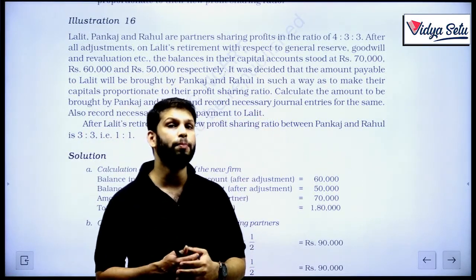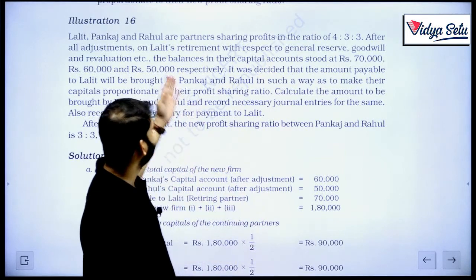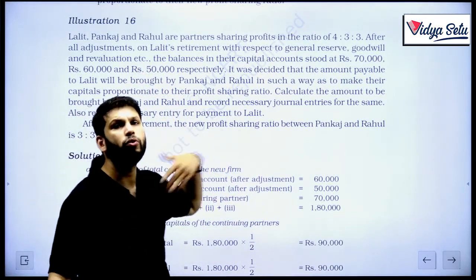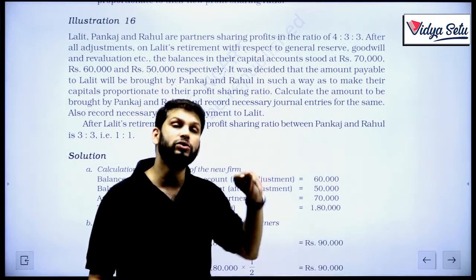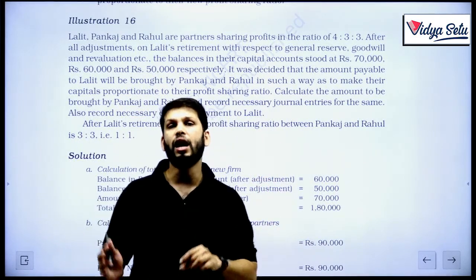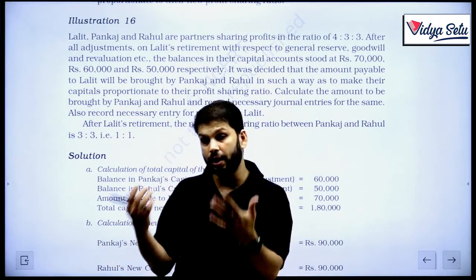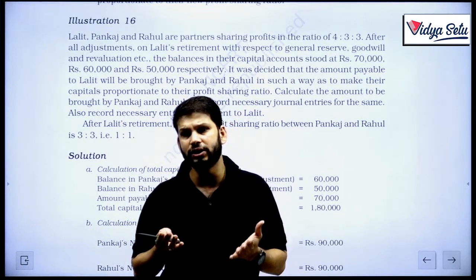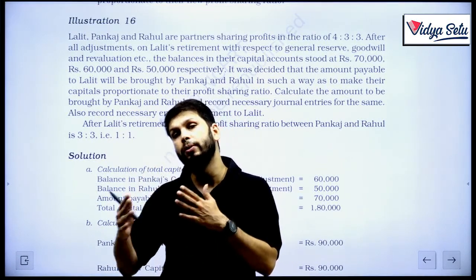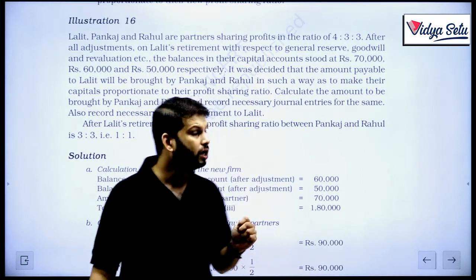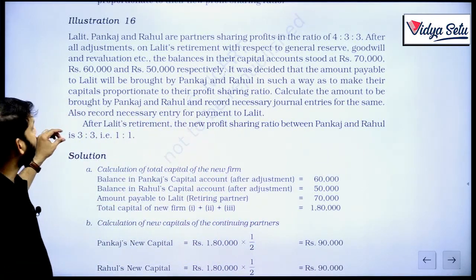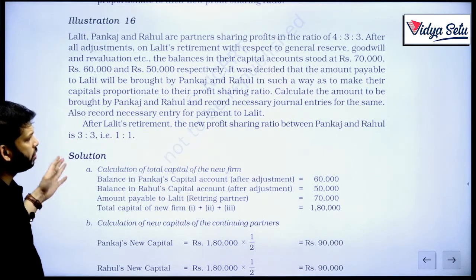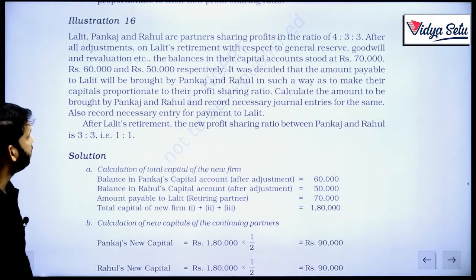So the continuing partners decided, okay, we have to pay 70,000 to him. We both bring 70,000 in such a way that, since we are bringing money, our capital will obviously increase. Our capital should be in such a way that they are in the profit sharing ratio. So, calculate the amount to be brought in by Pankaj and Rahul and record necessary journal entries for the same.